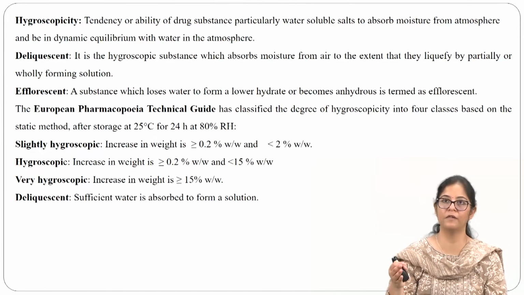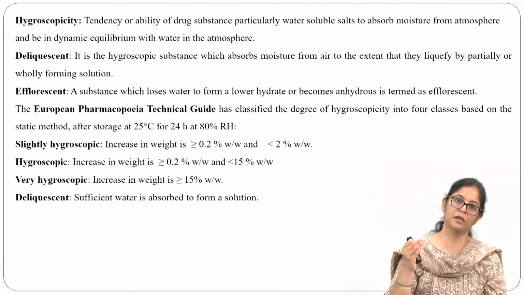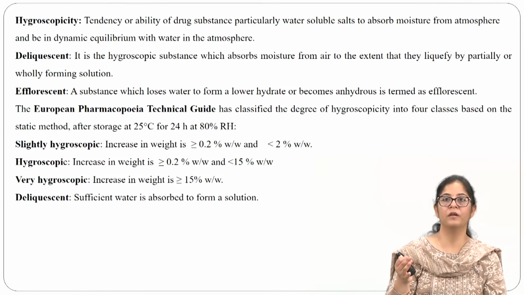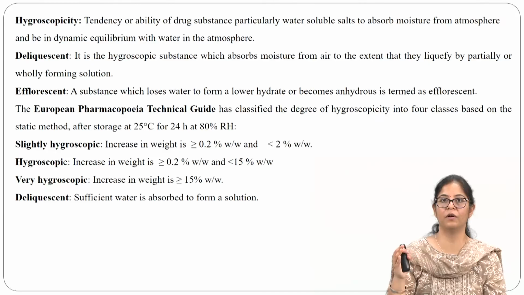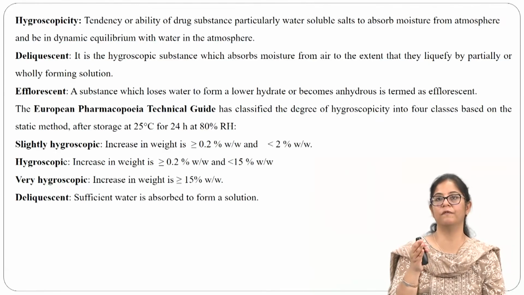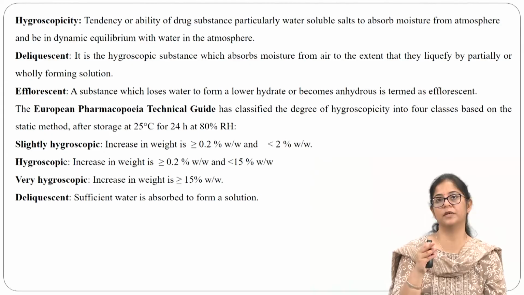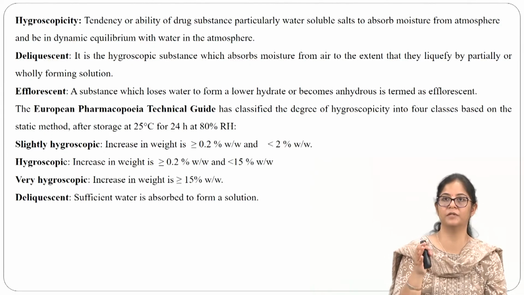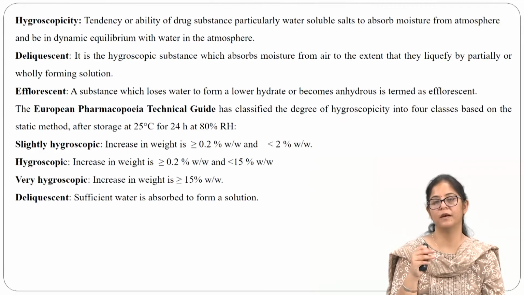Then there are efflorescent materials, which have a tendency to lose moisture to the atmosphere and they become dry. So the materials can be classified based on the amount of moisture gained, which is calculated in terms of increase in their weight at a temperature of 25 degrees and 80% RH. The European Pharmacopoeia Technical Guide has given these classifications.